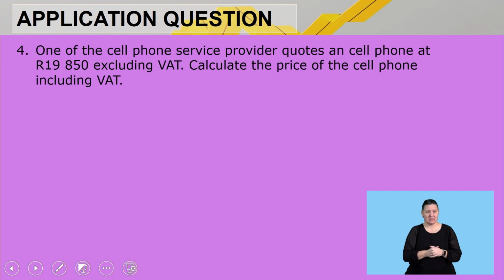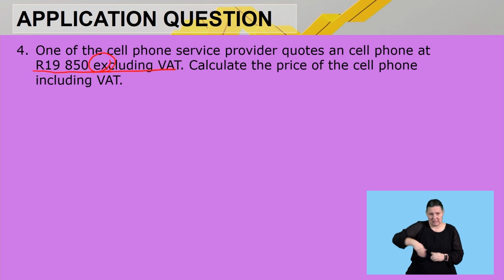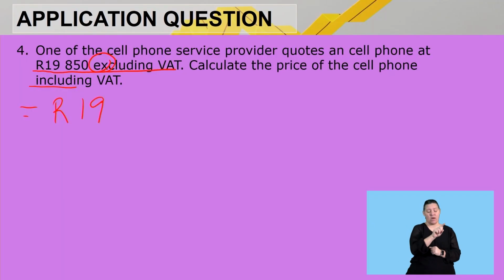Next question, which is number 4 on application. One of the cell phone providers quotes a cell phone at 19,850 excluding VAT. Calculate the price of the cell phone including VAT, meaning that's the price you'll be paying in total. Now, we have this cell phone that costs 19,850.